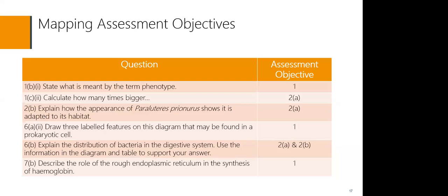Most of you put in, I think all of you put it in that state what is meant by the term phenotype is assessment objective 1. Phenotype is a specification term and candidates should be able to recall the meaning of the term. And as we've said, state is almost always AO1. The next question, calculate how many times bigger is 2A. Calculations are considered to be an application of knowledge and therefore 2A.